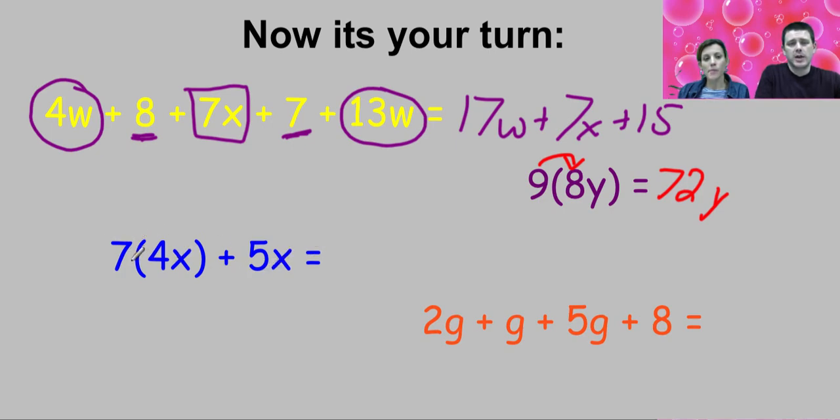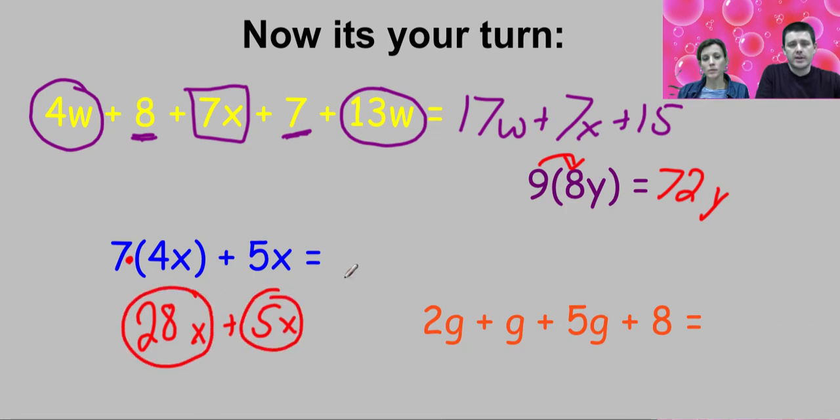Next one, we got a little bit of multiplication and addition in here. So start with multiplication. 7 times 4x is 28x plus 5x. 28x and 5x are both like terms because they both have the exact same variable. 28 plus 5 is 33x. All right, circle, circle, circle. Oh, and don't forget to write that invisible 1.